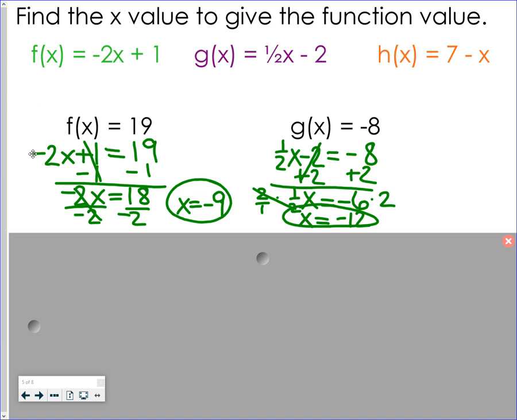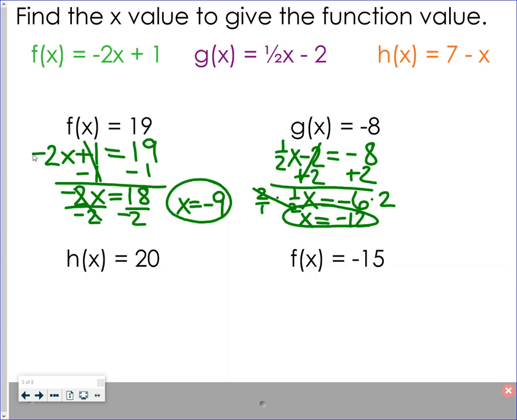Oh, and I just made that pretty much impossible to read. Let me fix that. There we go. All right.